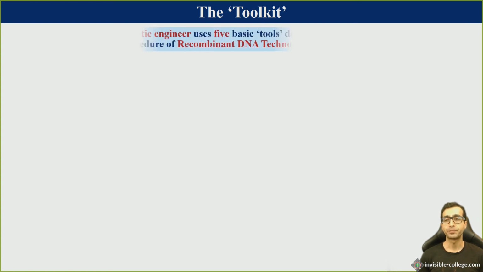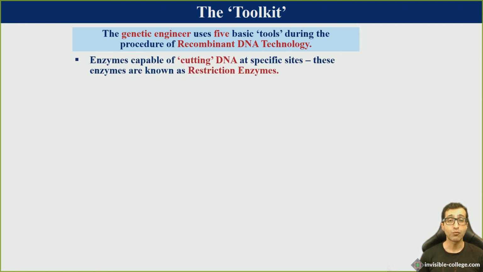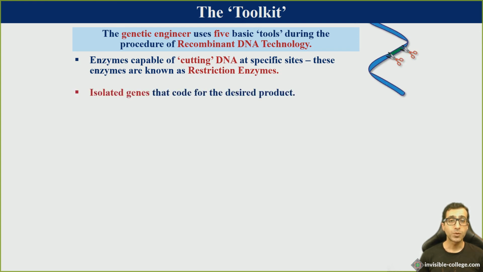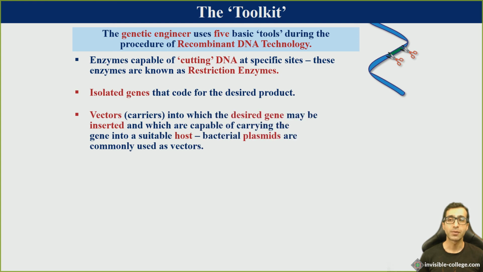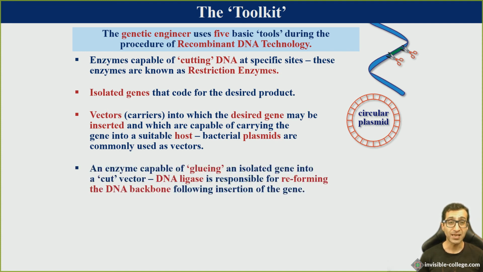So we need to talk about the genetic engineer's toolkit for doing all of these things. The genetic engineer uses 5 basic tools during the procedure for recombinant DNA technology. Firstly, there are restriction enzymes, which are enzymes capable of cutting DNA at specific sequences. The next would be the isolated genes that code for the desired product, and obviously we need vectors to carry that desired gene into the host. Again, these can either be circular plasmids from bacteria, or we can also use viruses as vectors. We also need an enzyme which is capable of splicing and gluing that desired gene into the vector.